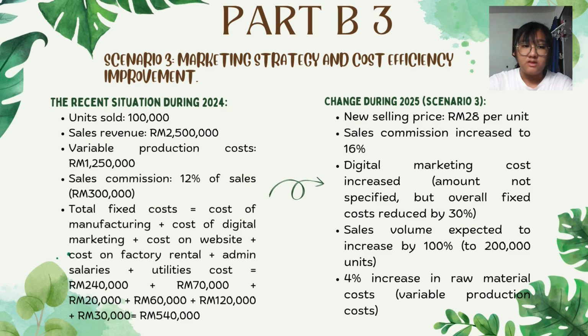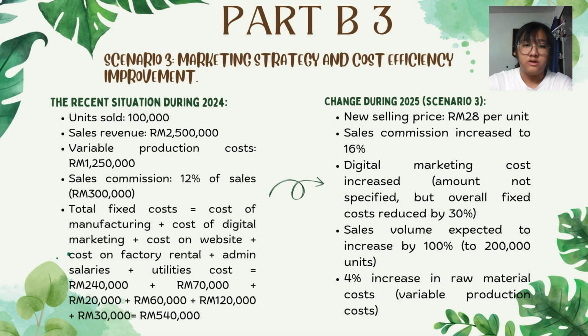The total fixed cost is the cost of manufacturing plus digital marketing plus website plus factory rental plus admin salaries plus utility costs, which is 240,000 ringgit plus 70,000 ringgit plus 20,000 ringgit plus 60,000 ringgit plus 120,000 ringgit plus 13,000 ringgit, and the total is 540,000 ringgit. But there are some changes during 2025.